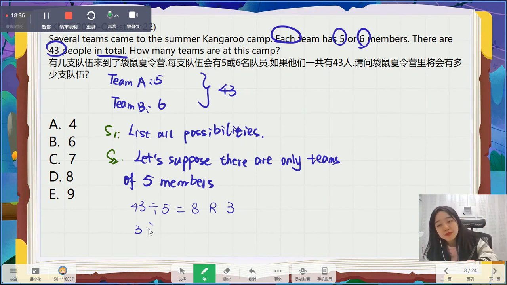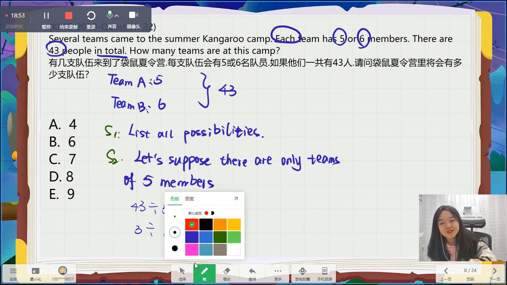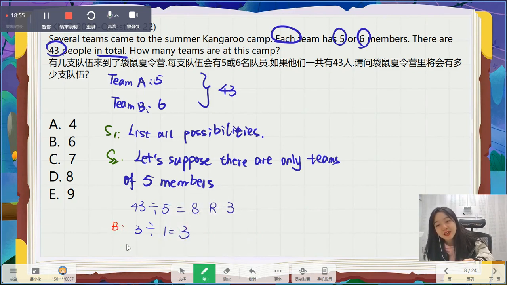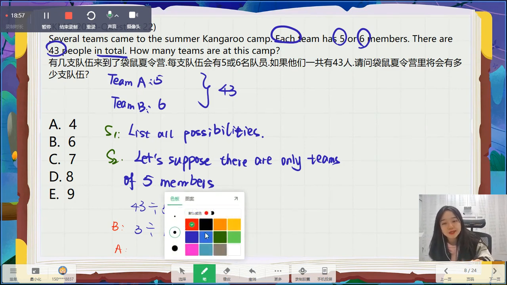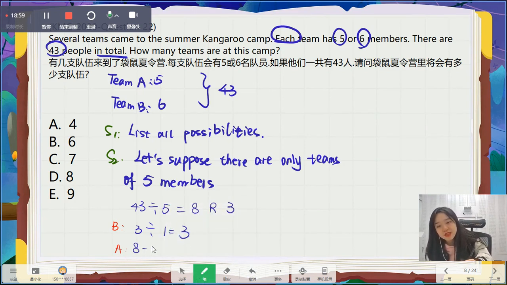There are 3 members who didn't find their team. So that means there are 3 teams which should have 1 more member than 5 members. So you can see this is the number of team B. And let's see how to find team A. You just need to take 3 away from 8 to find there should be 5 team A.